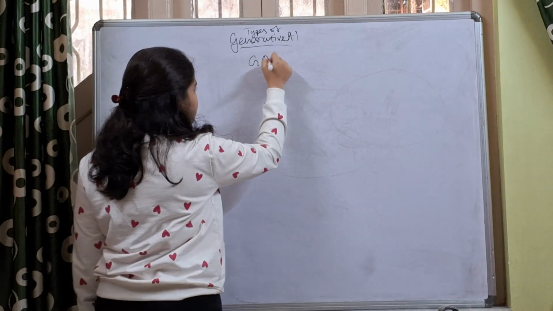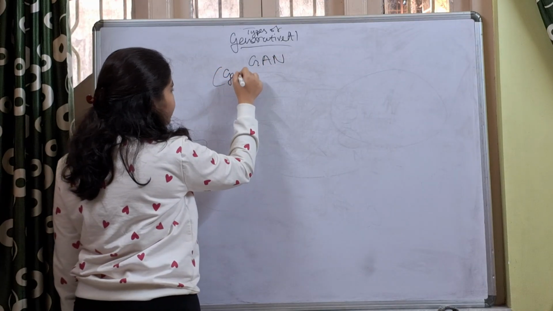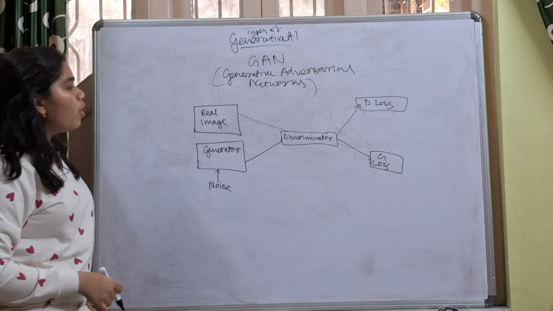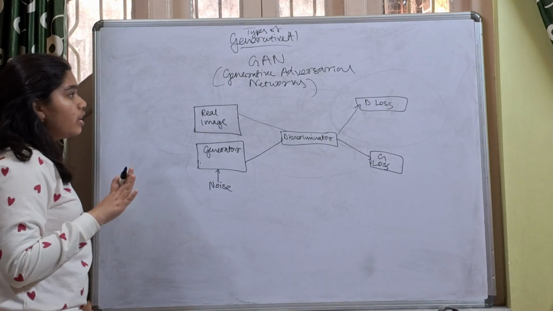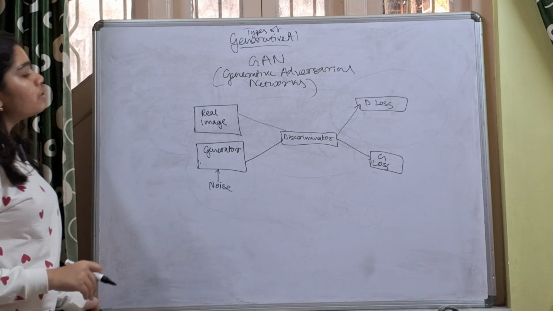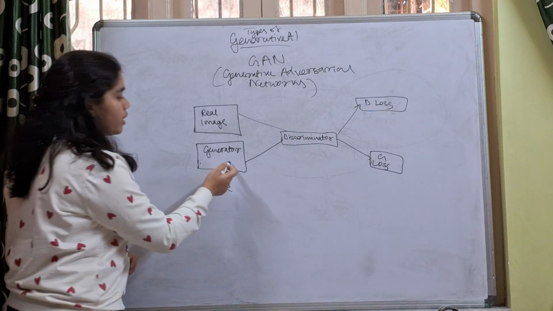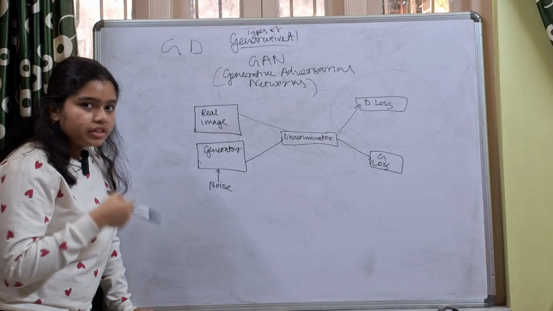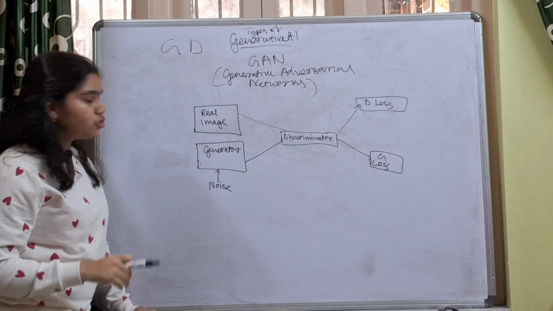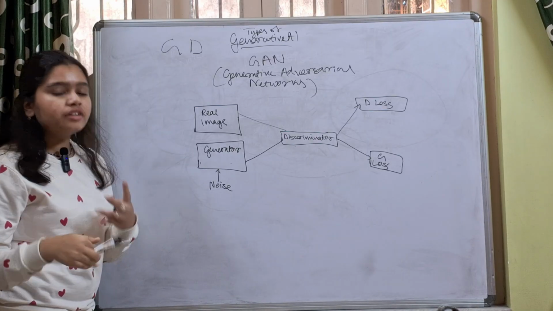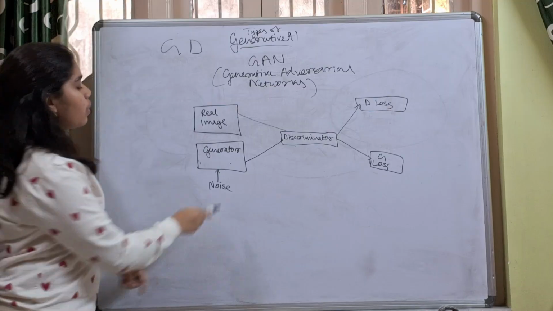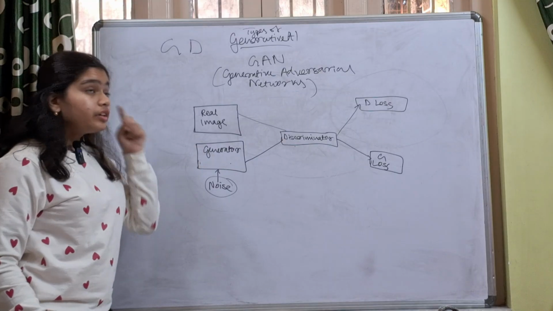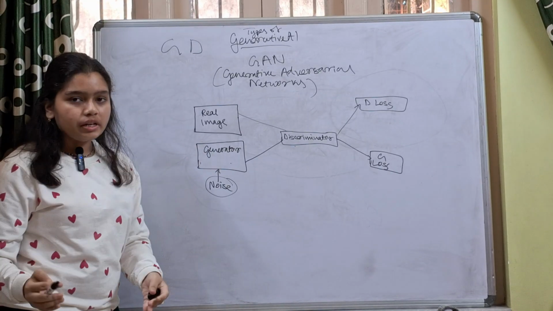Types of generative AI. First we have GAN, or generative adversarial networks. This is the diagram of a GAN. There are two components here: generator and discriminator. The generator generates a fake image using noise, right? And the discriminator tells if the image is fake or real.